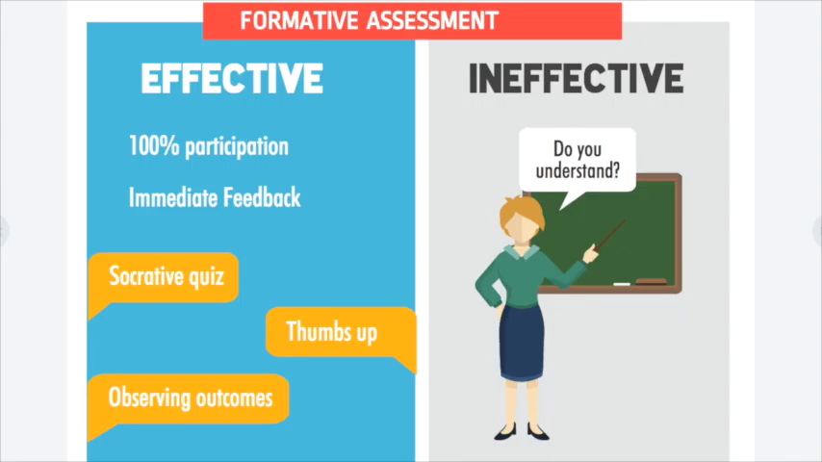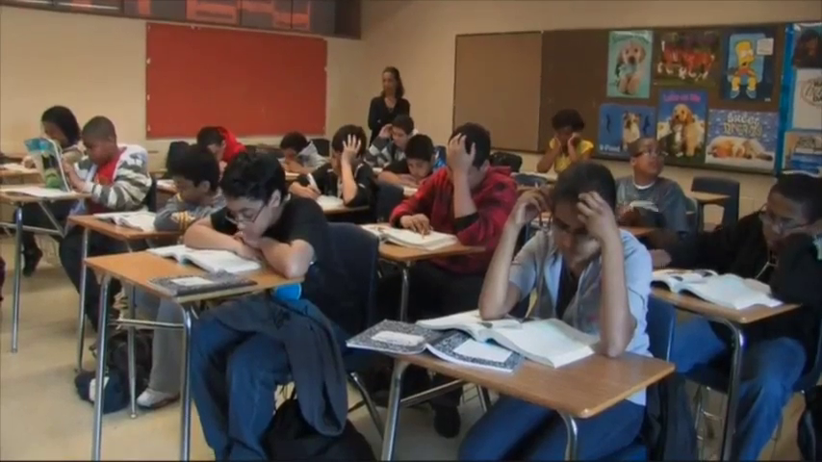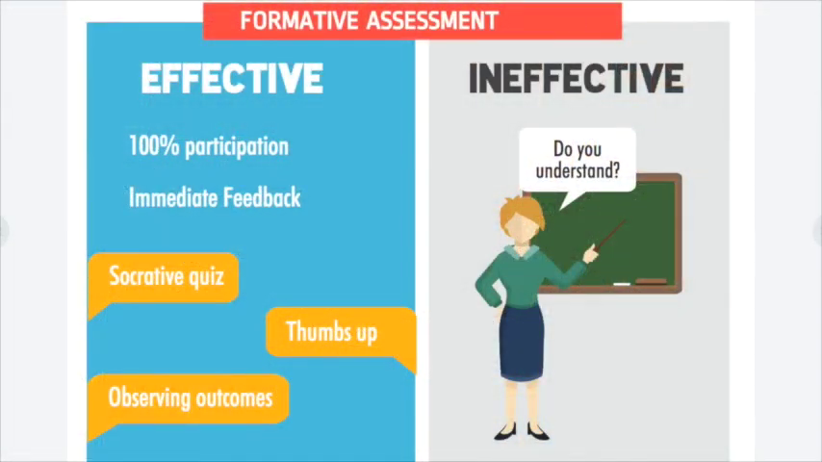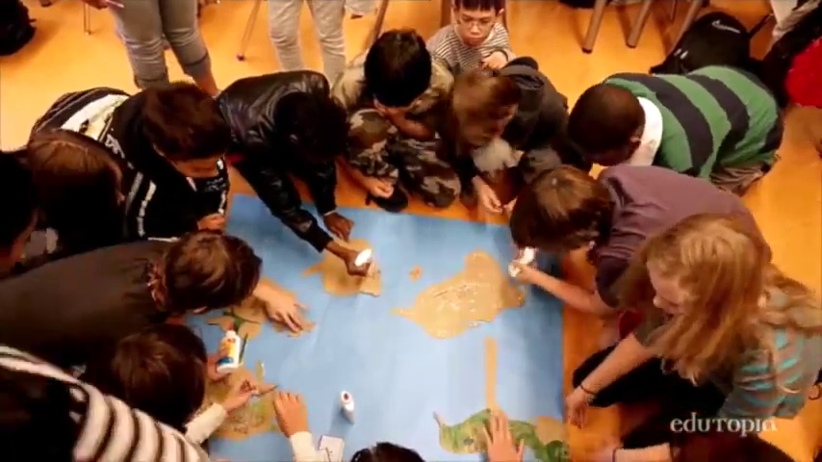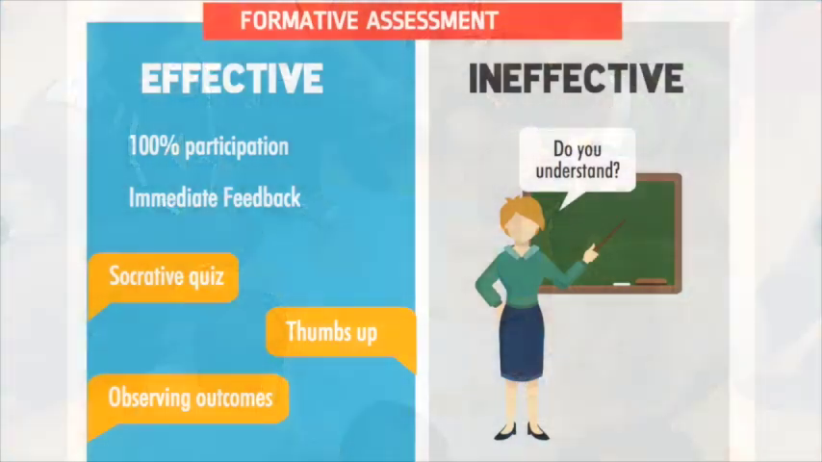Also, observing the outcomes of activities in class, like a do now activity at the start of class, or an effective class discussion, including think, pair, share, or the visible outcomes of group work. These can all be formative assessment tools.